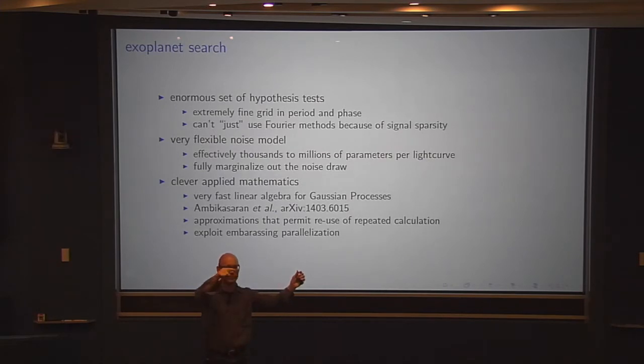Remember, there's no signal, no signal, no signal, 10 to the minus 4. No signal, no signal, no signal. So you have this very sparse signal. So it's actually not compact in Fourier space at all. And it's very compact in real space. So we do a real space search.